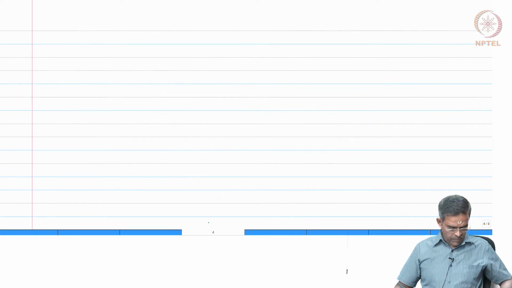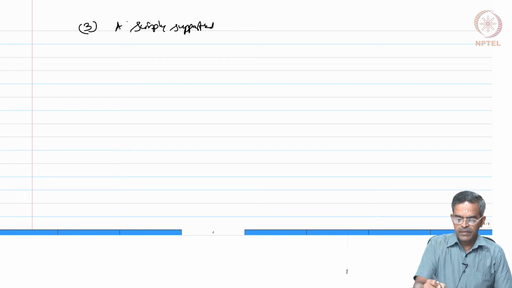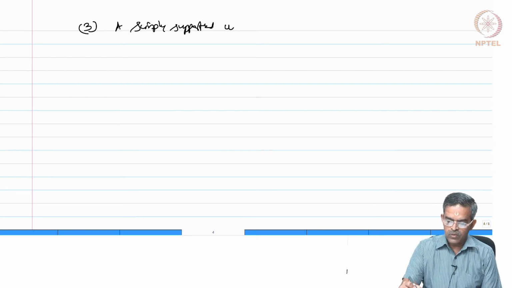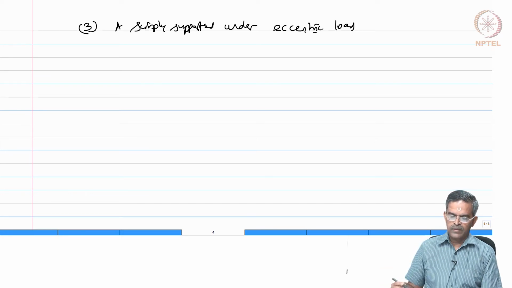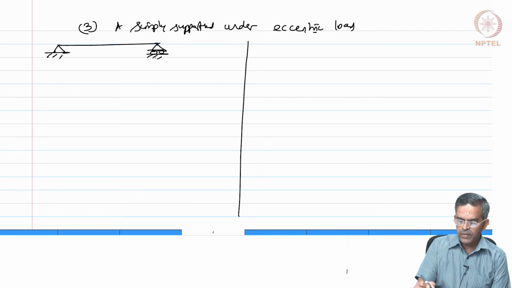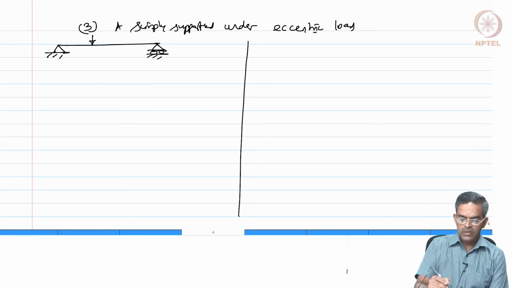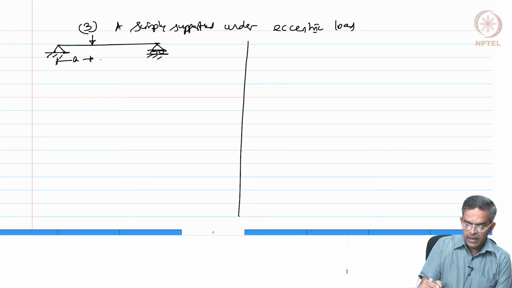Let us do another interesting problem where I have a simply supported beam subjected to eccentric load. So, let us say I have a simply supported beam, one end on hinge, other on roller. I have a load which is eccentric. So, this is A and this distance is B. Of course, the span of the member is L and the member has got EI property.